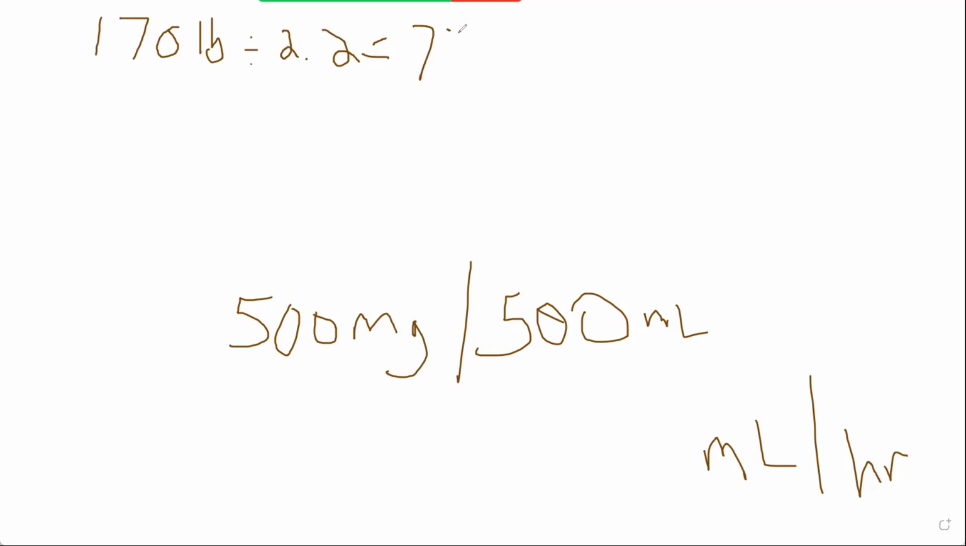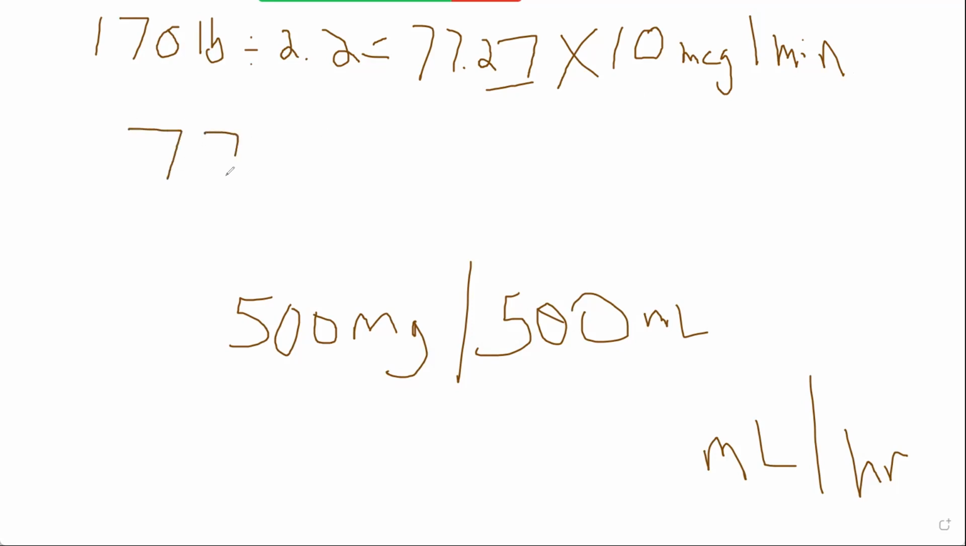That should have gave you 77.27. And we're just going to put a line under that for infinity, okay? And leave everything in the calculator. Now we're going to multiply that times our desired dose, which is 10 micrograms. And that's going to give you 772.72 infinity. And that is going to be micrograms per minute.